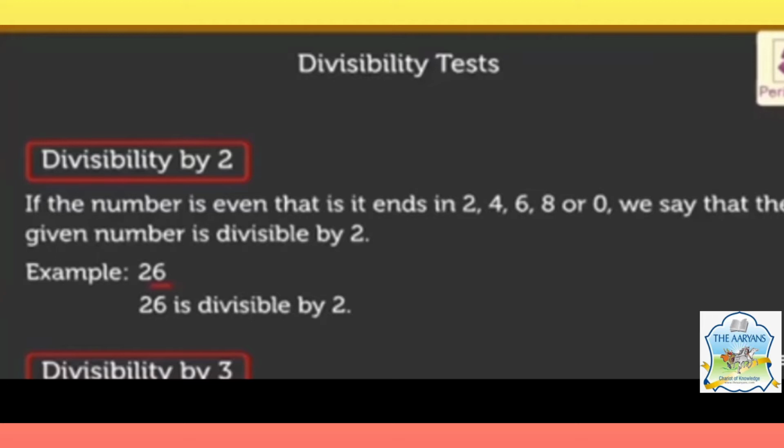For example, 26. 26 ends with an even number, that is 6. So 6 is an even number. We can say that 26 is divisible by 2.